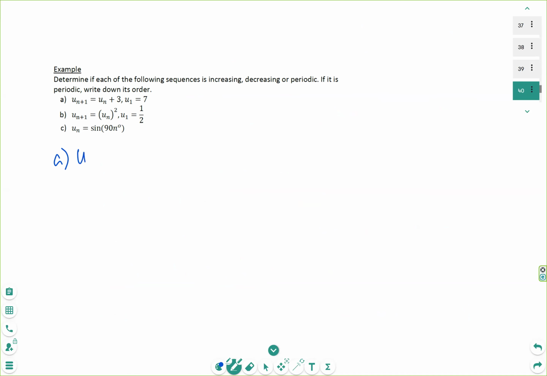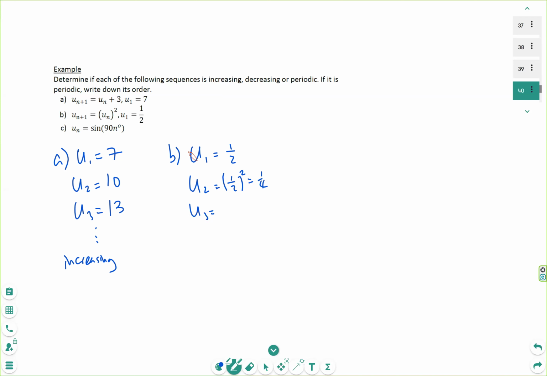So for example, U1 is 7 for A. U2 is 7 plus 3. U3 is 10 plus 3. So we can see this is clearly increasing. Question B: U1 is a half. U2 is the previous term squared, a half squared is a quarter. U3 is the previous term squared, 1/16. So this is decreasing. One increasing, one decreasing, so the last one must be periodic, C, but let's see why.